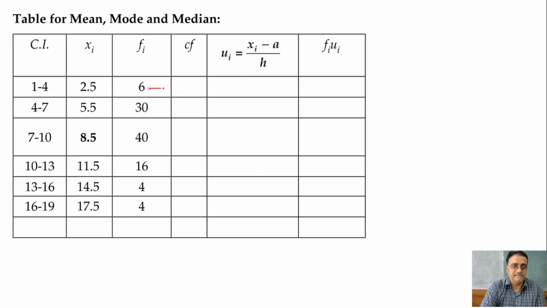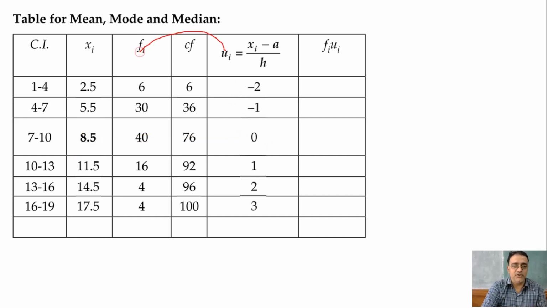Now CF, first, 6. Second, 36. Next, 76, next, 92, next, 96, last, 100. Right. Okay, so next column bhi hum log ka ho gaya. Now for u we have to assume. See, middle mein 8.5 aa raha hai, sabse chhote wale ko assume kar rahe hain hum log. So yahan pe hum log kya karenge, 0, neeche positive values 1, 2, 3, upar negative minus 1, minus 2. Okay.